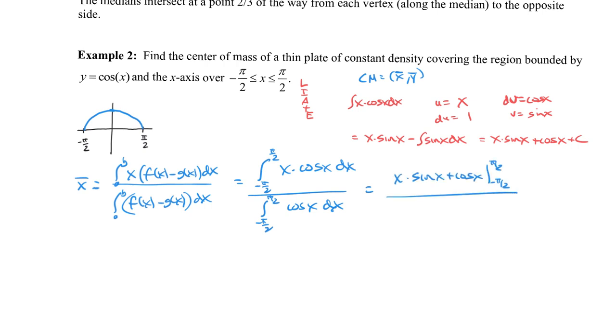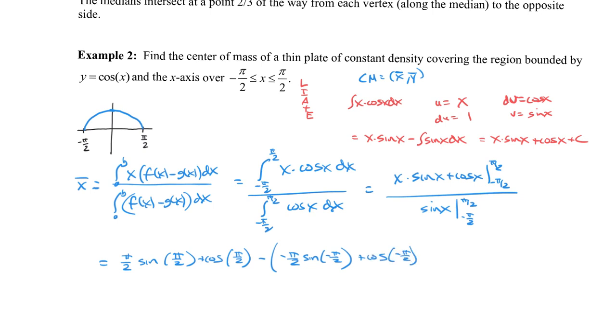And the denominator is quite a bit easier. It's just sine of x, right? We integrate cosine, we get sine from negative pi over 2 to pi over 2. So let's see, we start plugging in values here, we are going to get pi halves times the sine of pi halves plus a cosine of pi halves, minus negative pi halves times the sine of negative pi halves plus a cosine of negative pi halves. This is a lot of work for something that we already know the answer is going to be 0. And in the bottom, we're going to get sine of pi halves minus sine of negative pi halves.